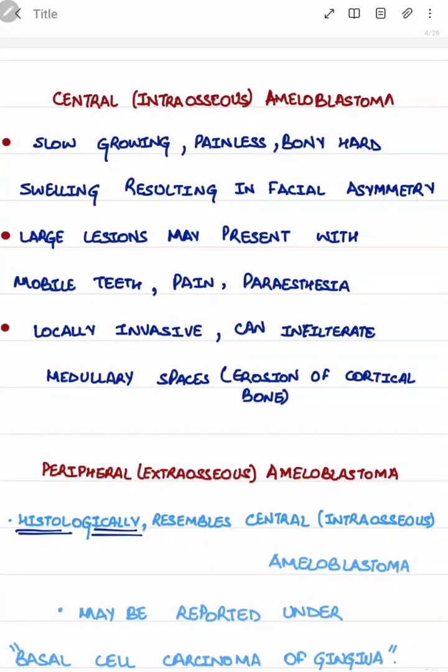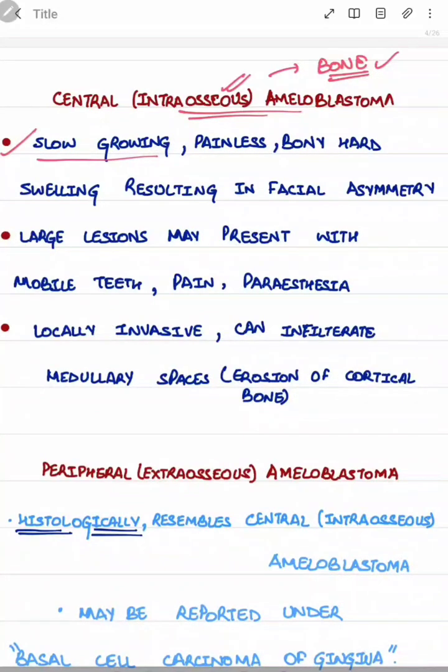Now the ameloblastoma can be central or peripheral. So the central ameloblastoma is also known as intraosseous, which means that it is affecting the bone only. If the lesion is present in the bone, then the ameloblastoma is known as intraosseous or central ameloblastoma. So it is a slow growing, painless, bony hard swelling resulting in facial asymmetry. So facial asymmetry can be seen in such type of ameloblastoma.